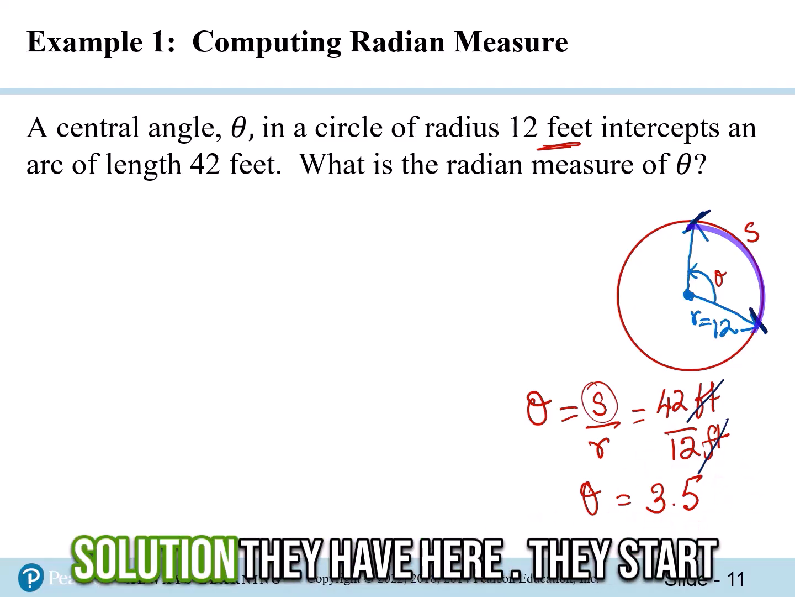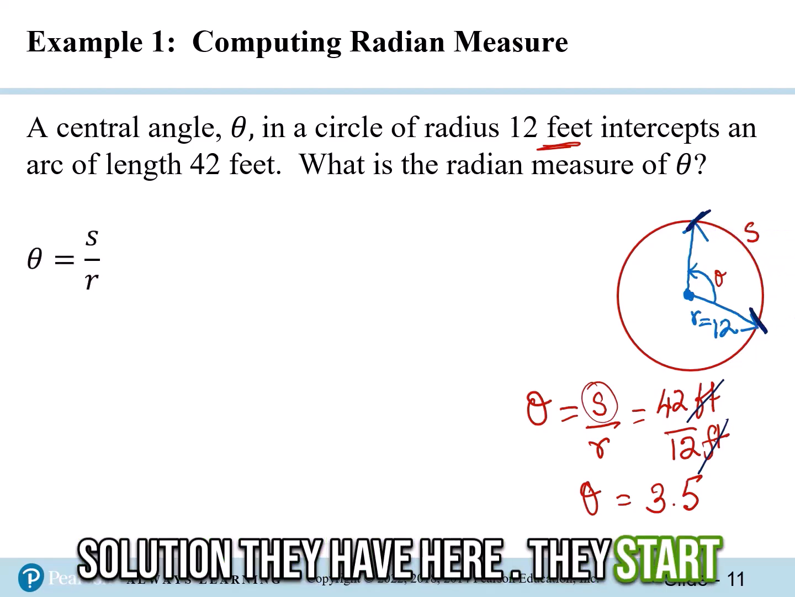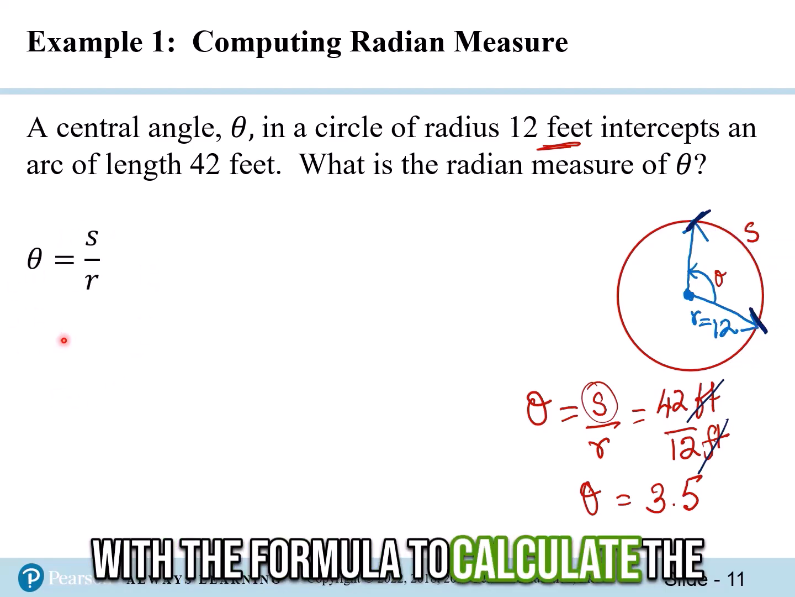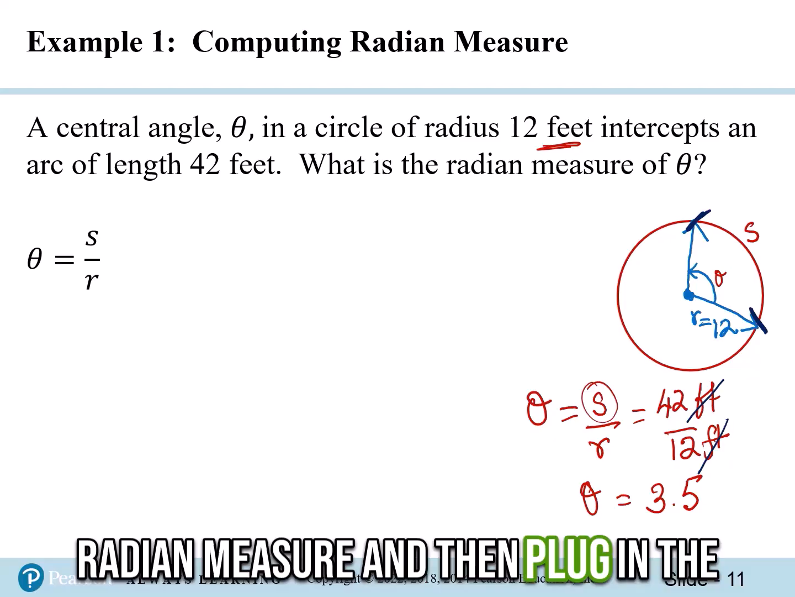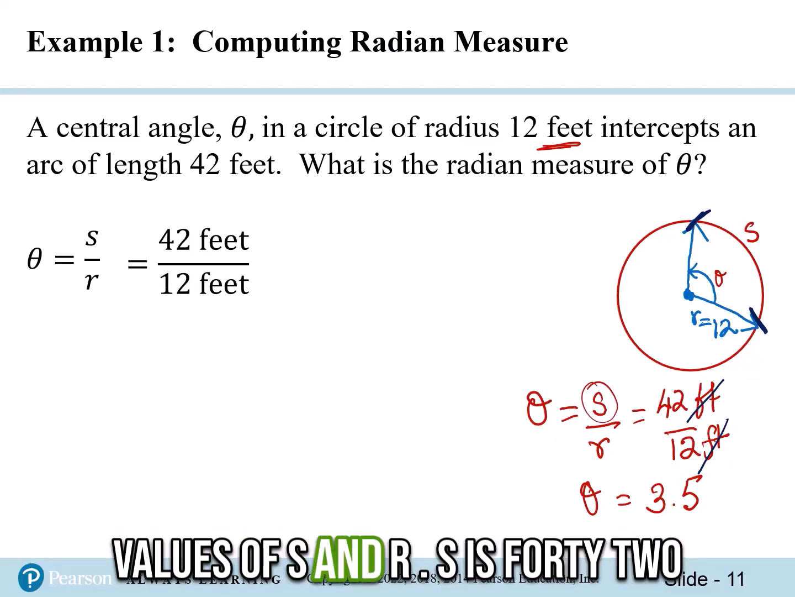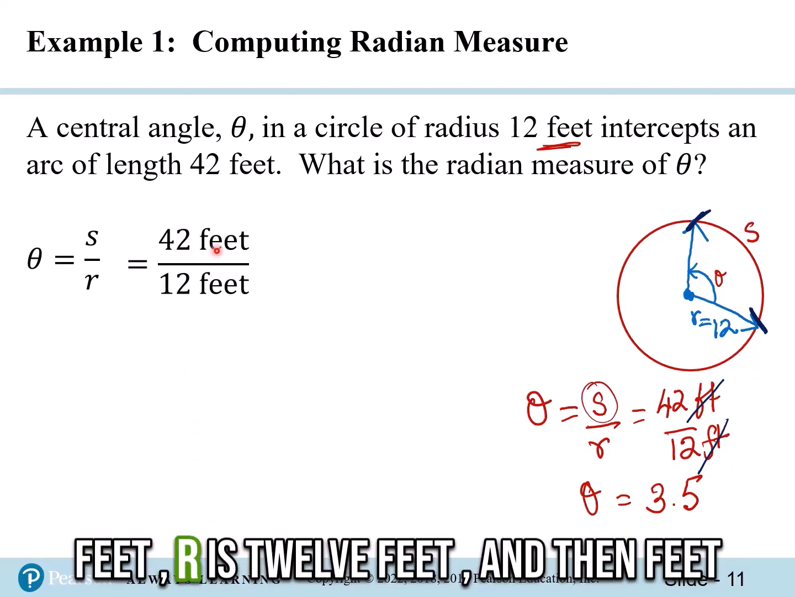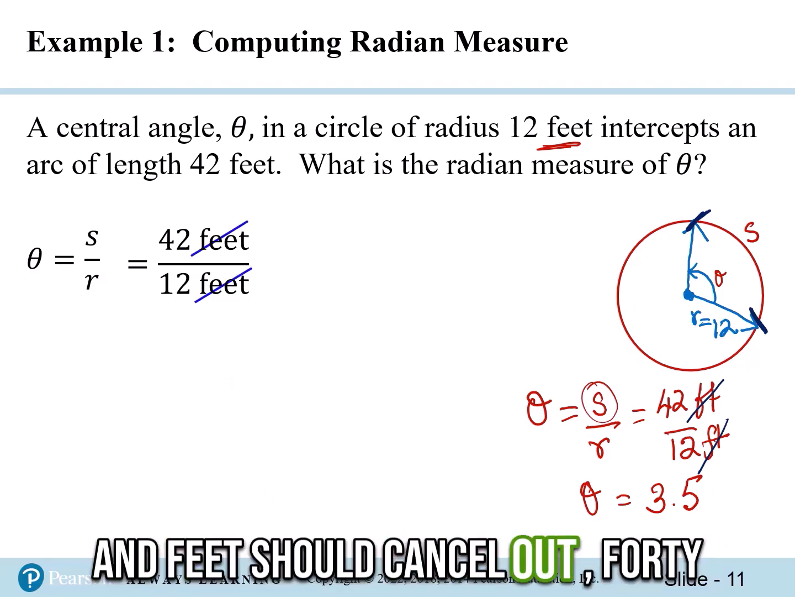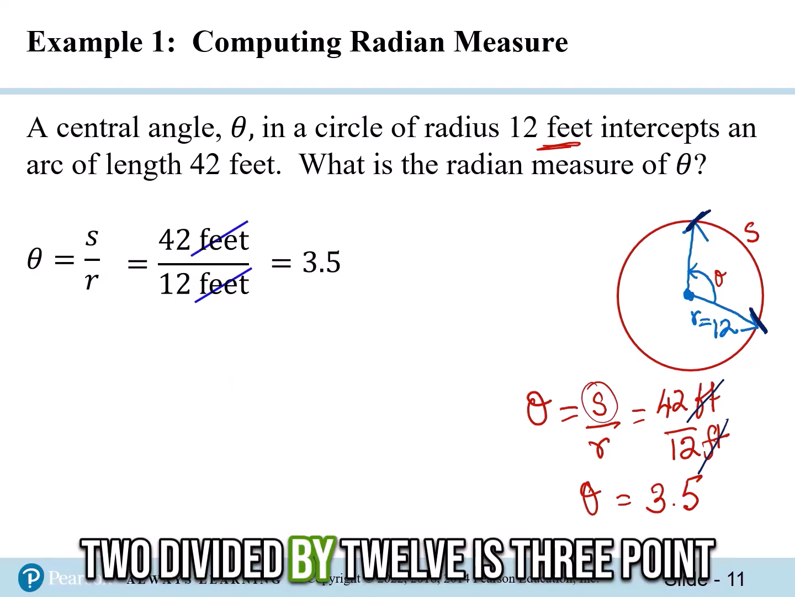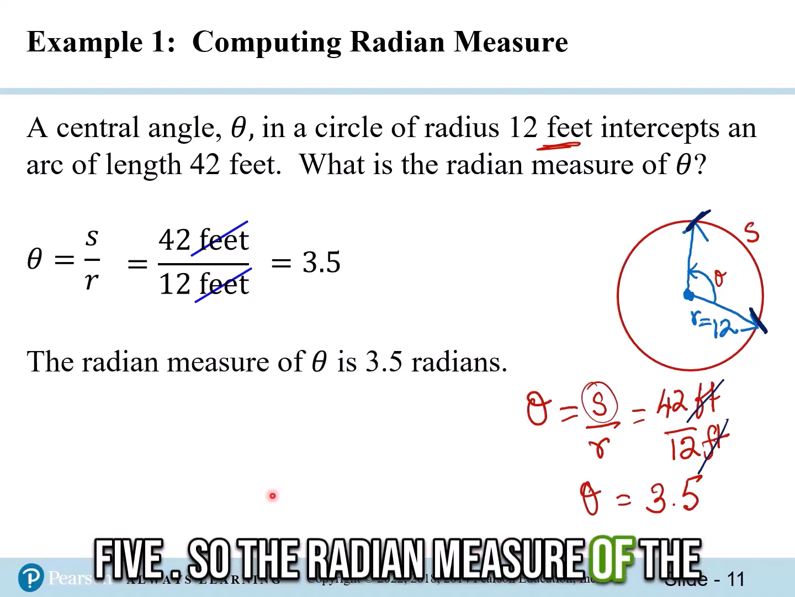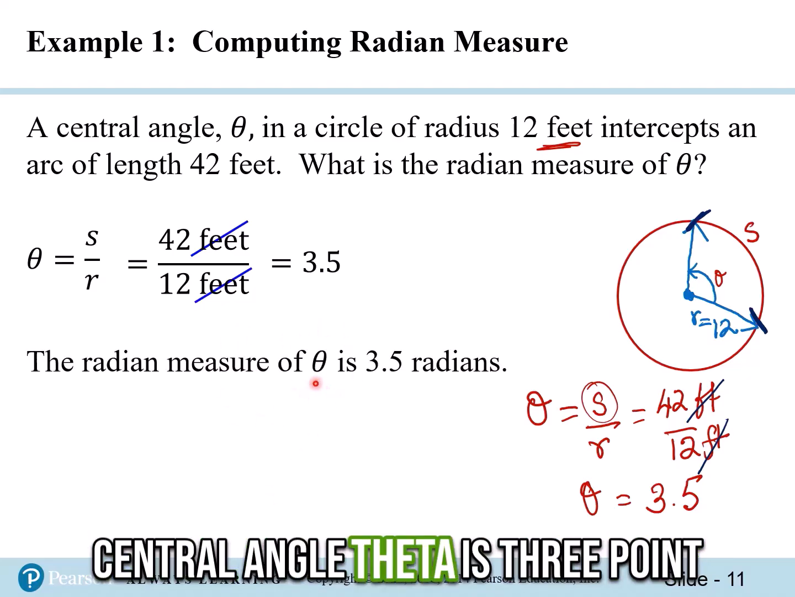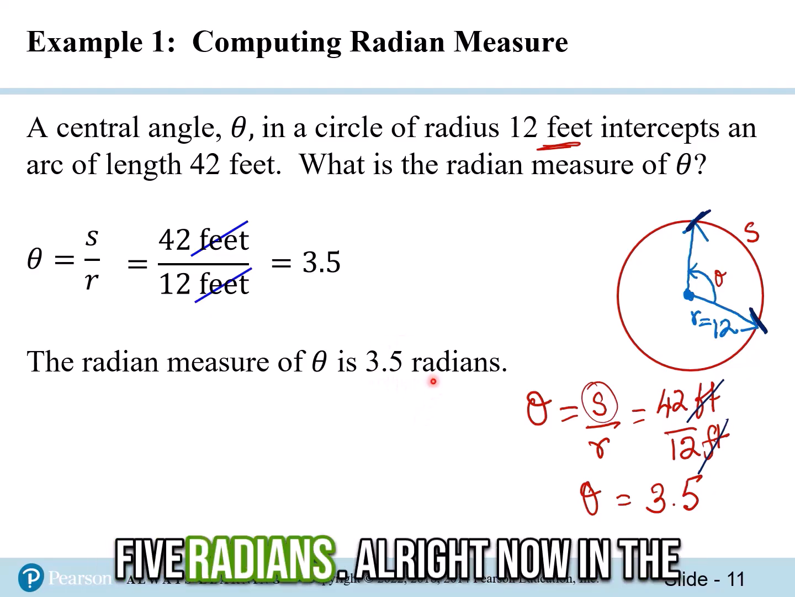Let's pull up the solution they have here. They start with the formula to calculate the radian measure and then plug in the values of S and R. S is 42 feet, R is 12 feet, and then feet and feet should cancel out. 42 divided by 12 is 3.5. So the radian measure of the central angle theta is 3.5 radians.